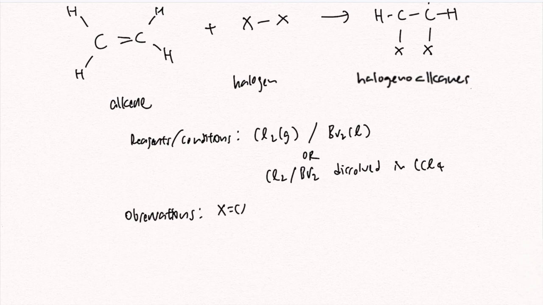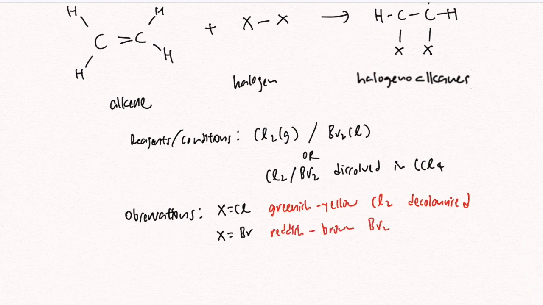If X is chlorine, we'll say that the greenish-yellow Cl2 is decolorized, and if X is bromine, we'll say that the reddish-brown Br2 is decolorized. Also, it is important to state that this reaction is done at room temperature and in the absence of UV light, in order to prevent free radical substitution from occurring.